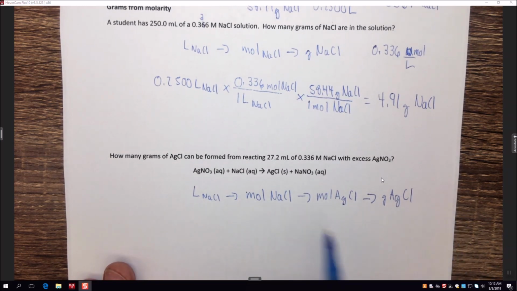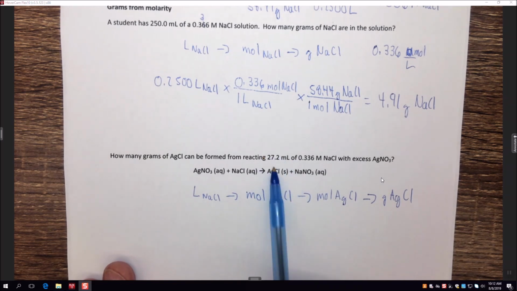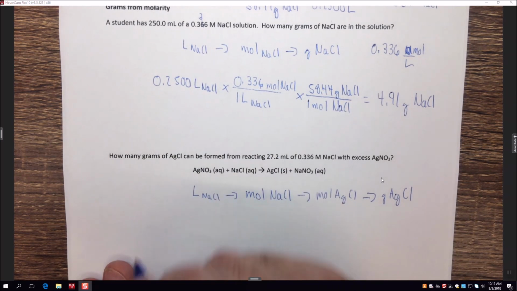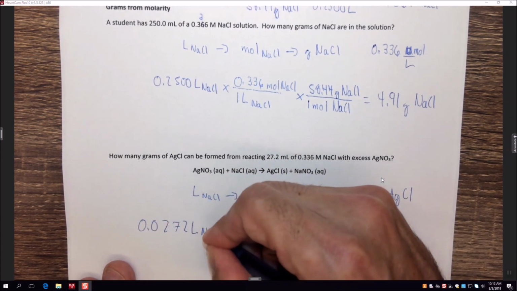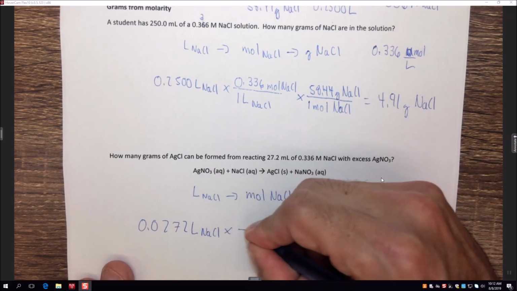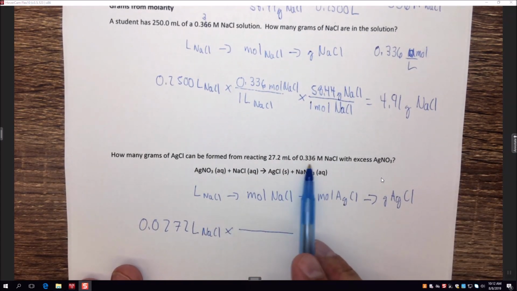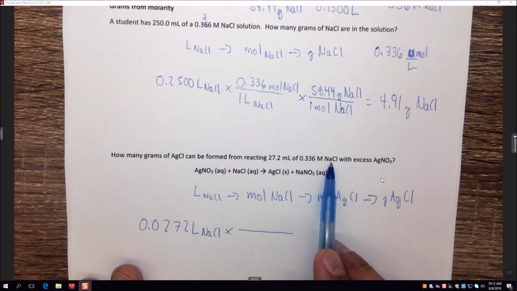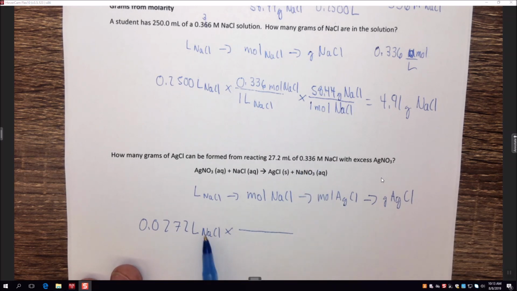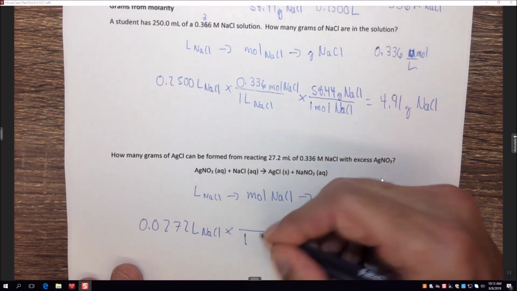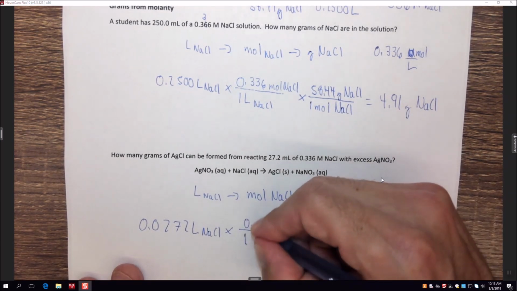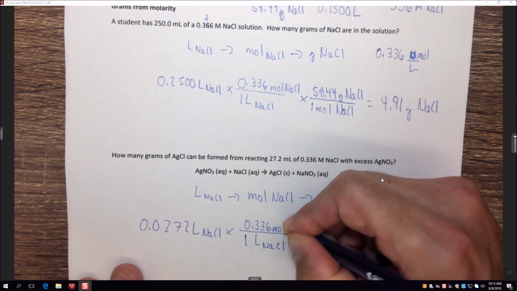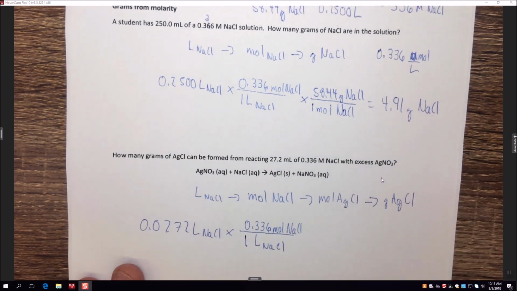So let's set this up. First things first, we cannot use milliliters, so we have to divide this by 1,000. So we want to start with 0.0272 liters of this NaCl solution. We want to convert it to moles. What this 0.336 molar tells us is that for every 1 liter of this NaCl solution, we have 0.336 moles. Since we want liters to cancel out, we put 1 liter of NaCl on the bottom, and the 0.336 moles of NaCl on the top.